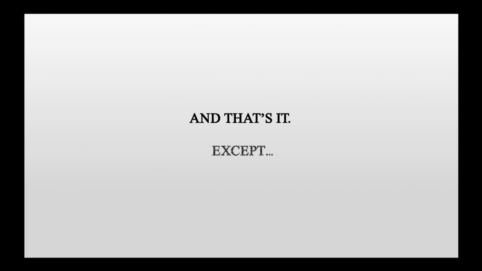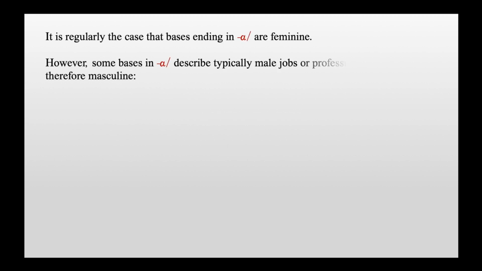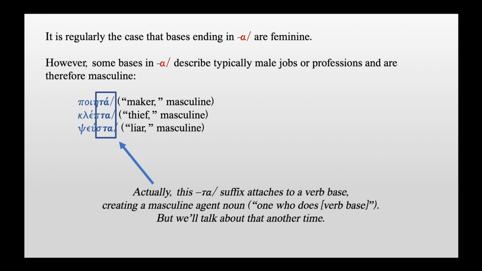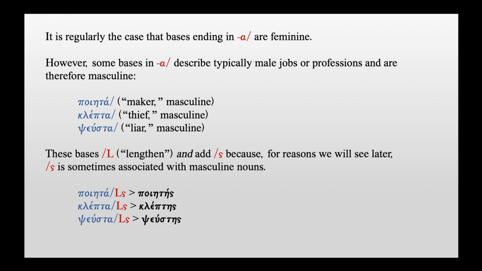And that's it, except it is regularly the case that bases ending in alpha are feminine. However, some bases in alpha describe typically male jobs or professions and are therefore masculine, like poeta, maker, klepta, thief, and pseusta, liar. These bases lengthen and add sigma because, for reasons we'll talk about later, sigma is sometimes associated with masculine nouns. So poeta lengthens and adds sigma to become poietes, klepta becomes kleptes, and pseusta becomes pseustes.